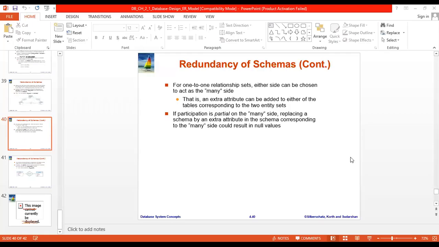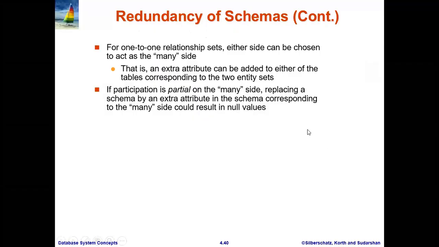Hello friends, we have seen one-to-one relationship set, where either side can be chosen to act as the many side. So we can add an extra attribute to either of the tables corresponding to the two entity sets, the one which is the many side.